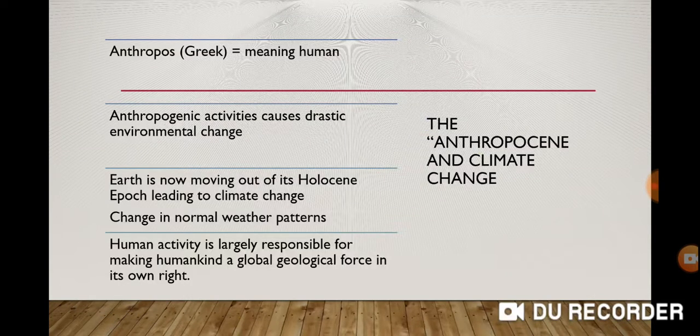The word anthropos is derived from a Greek word which means human. Anthropogenic activities have caused drastic environmental change. The Earth is now moving out of its Holocene epoch, which means era, and it leads to climate change. Climate change is defined as the change in the normal weather patterns. Human activity is largely responsible for making humankind a global geological force in its own right.